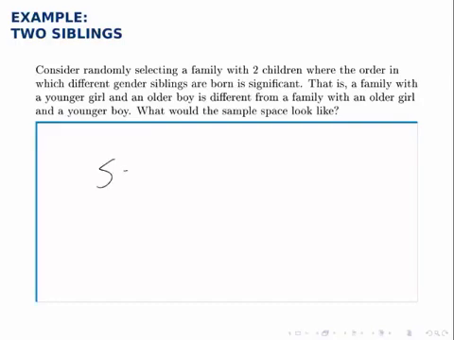Remember, the sample space is a list of all the possible outcomes. Well, in a family with 2 children, either they could both be girls, or they could both be boys, or you could have one girl and one boy.